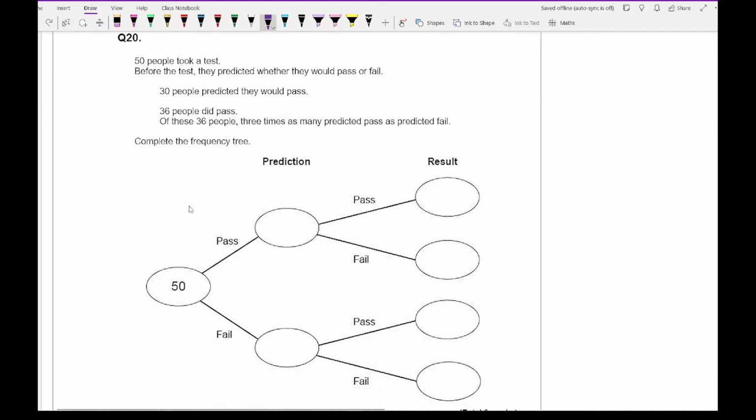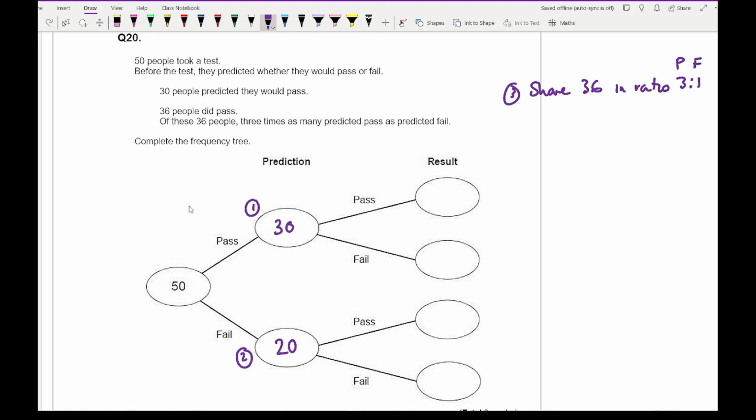So looking at the first one, we know that 30 people predicted to pass, so this number here is going to be 30. Therefore this is going to be 20. That's number 2. Then for number 3, I need to share 36 in the ratio of 3 to 1, where 3 is pass and 1 is fail.